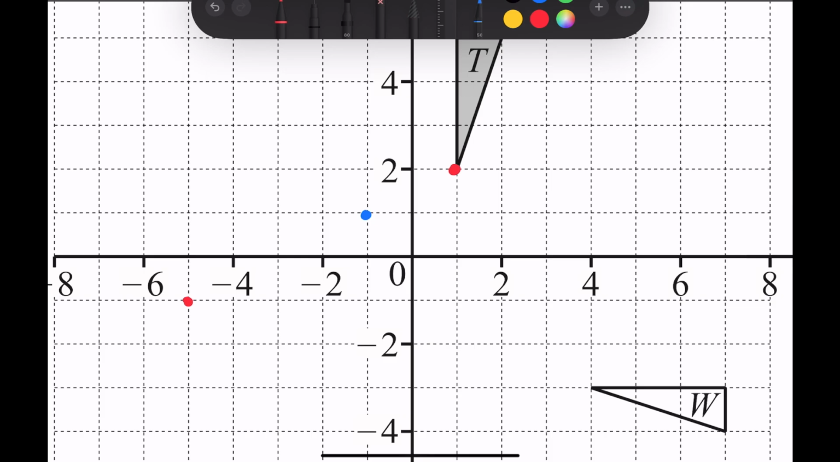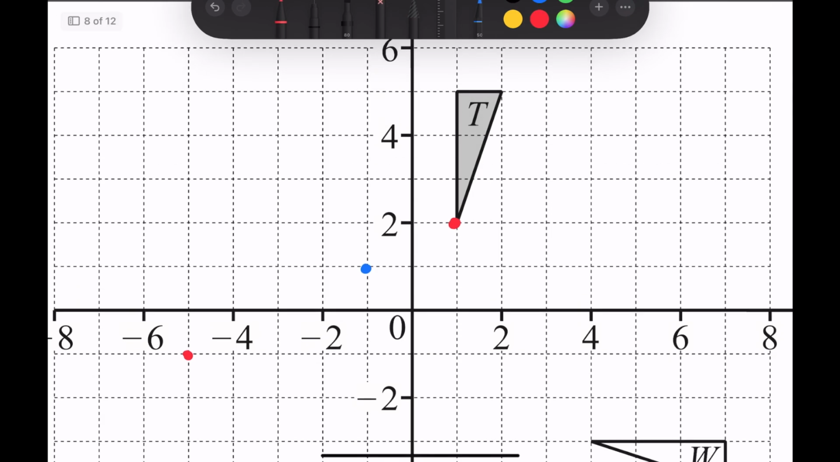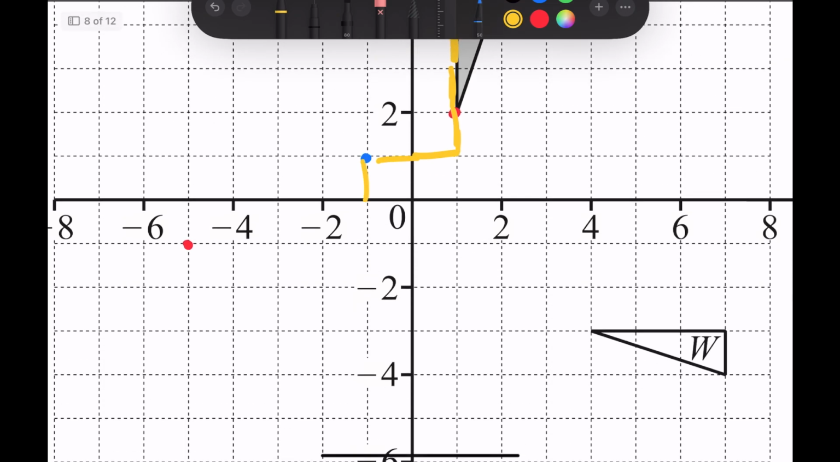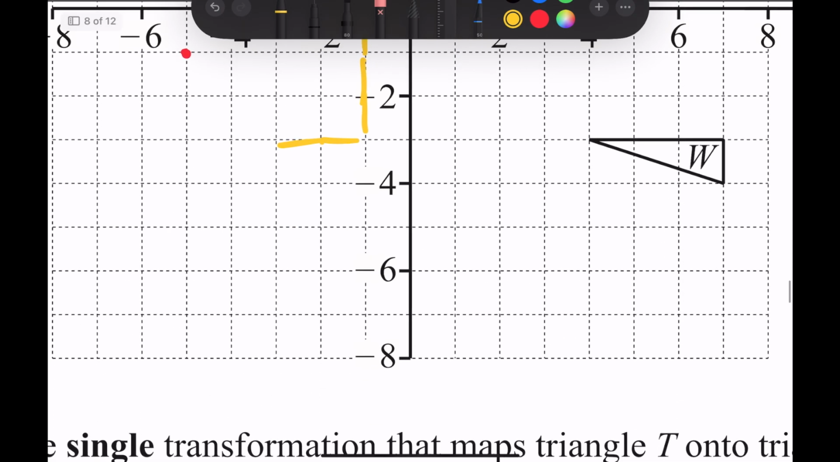Now for point 2, if I make it yellow this time instead, the distance between the yellow point and the center of enlargement is 1, 2, 3, 4 down, and 1, 2 to the left. So if I repeat this 2 times, 1, 2, 3, 4 down, 1, 2 to the left, 1, 2, 3, 4 down, and 2 to the left. This is the second point.